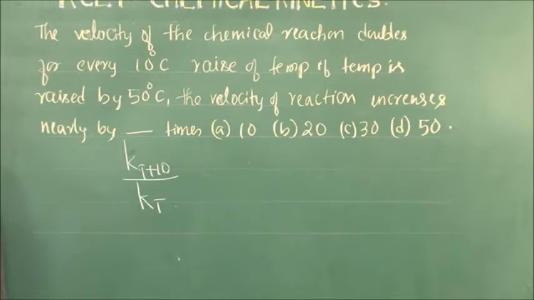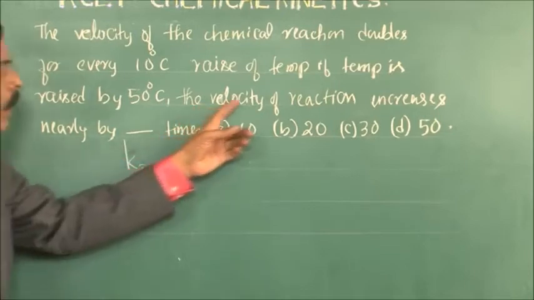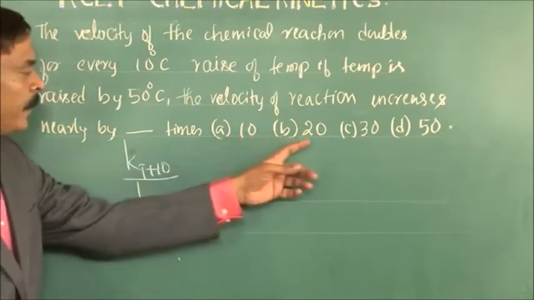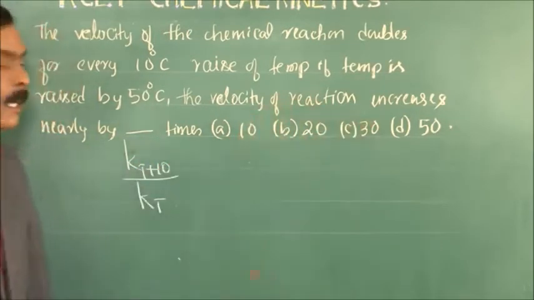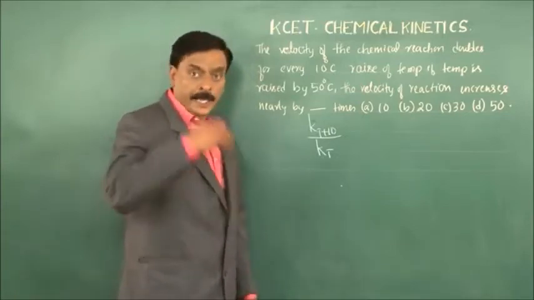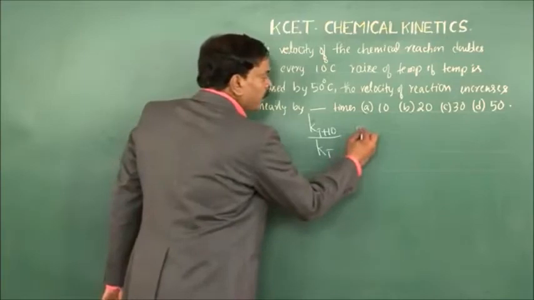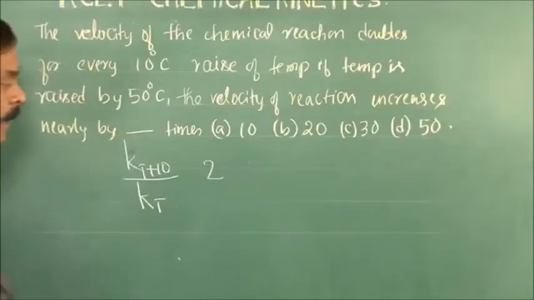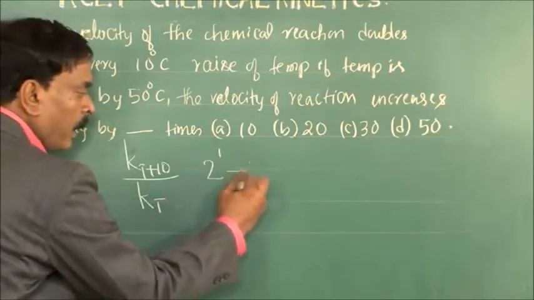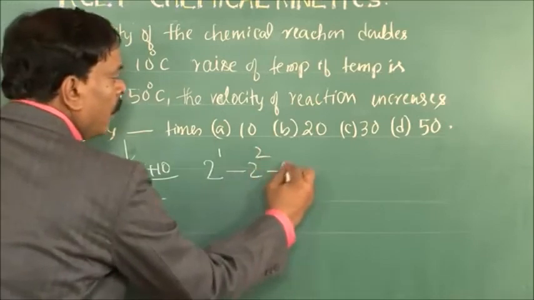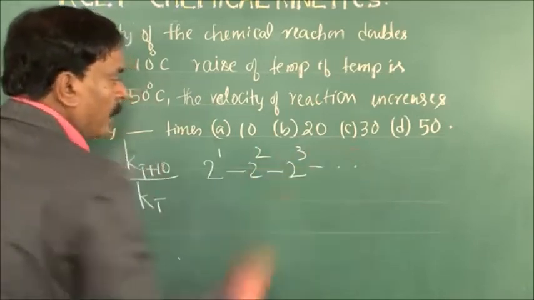If the temperature is raised by 50 degrees centigrade, the velocity of reaction increases nearly by dash times. The options are 10, 20, 30 and 50. Now, for every 10 degrees centigrade, the rate of the reaction and the rate constant of the reaction increases by 2 times in most of the reactions. For 10 degrees centigrade rise in temperature, it is 2 power 1. For 20 degrees centigrade rise in temperature, it is 2 power 2. For 30, 2 power 3 and so on.